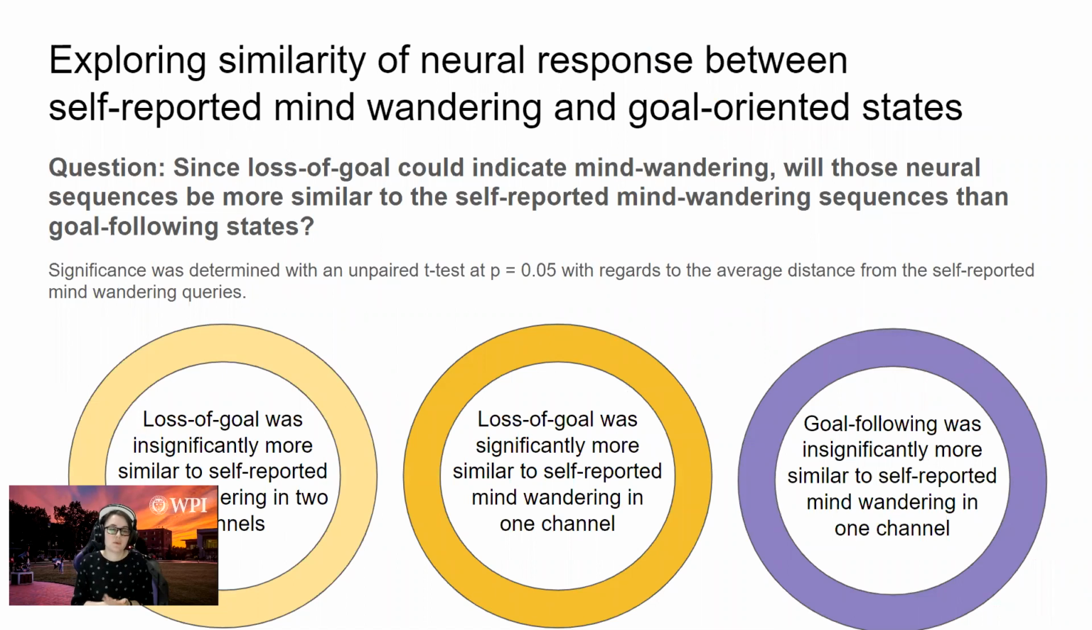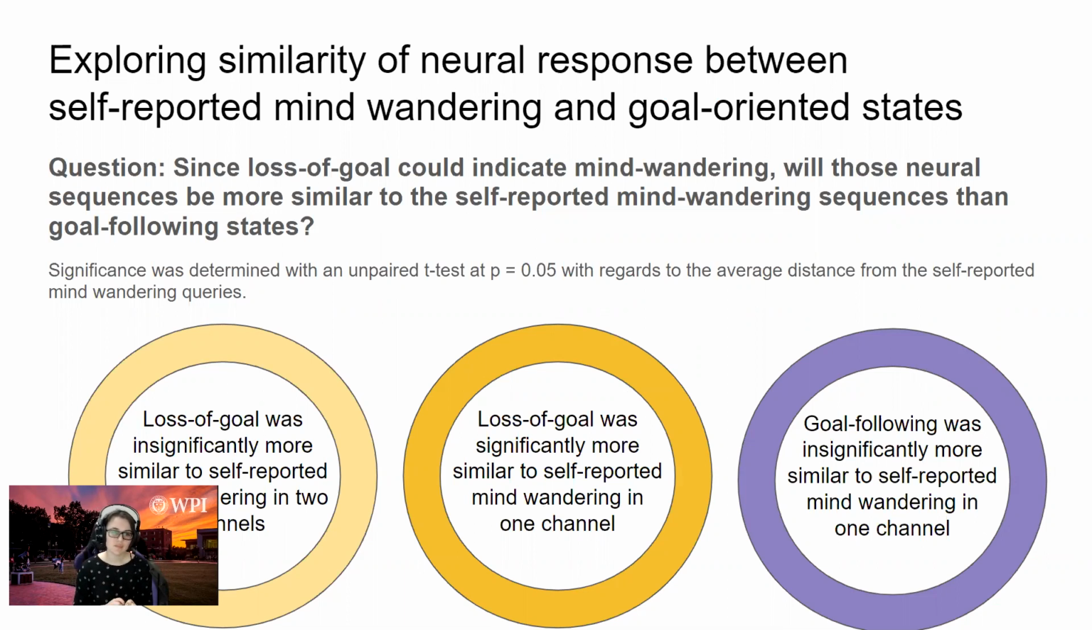So in short, the results that we got for exploring the similarity of neural responses between self-report and mind wandering, so the participant going, yes, I am not on task, let me press this button to tell them I'm not thinking about the task, versus goal-oriented states. Since loss of goal could indicate mind wandering, if someone's just sitting there pressing button one over and over again because they don't really care what they're doing, that could be similar to mind wandering because they're not thinking about the task. Will that neural state of the loss of goal be more similar to the self-report and mind wandering sequences than goal following states? So when they see that X and they go, yes, this is an X, I will press 2.